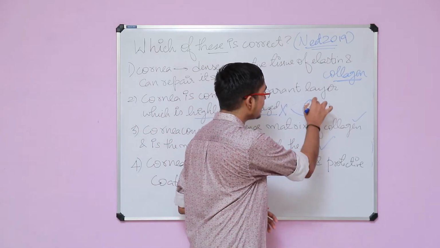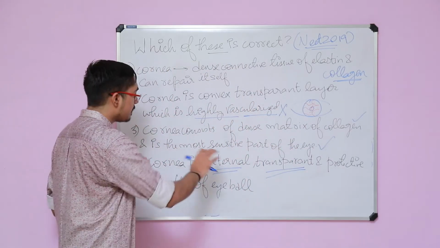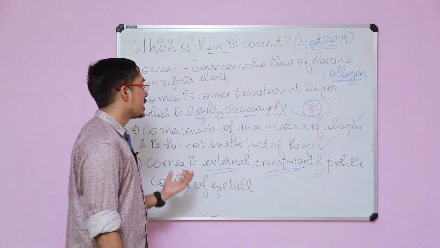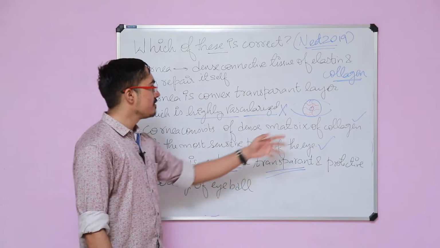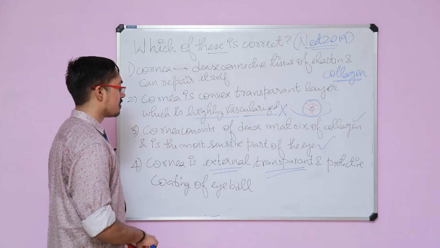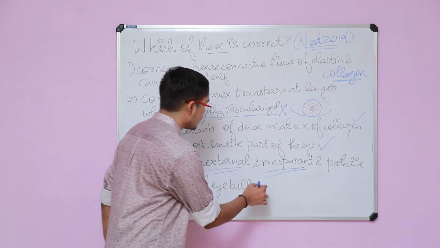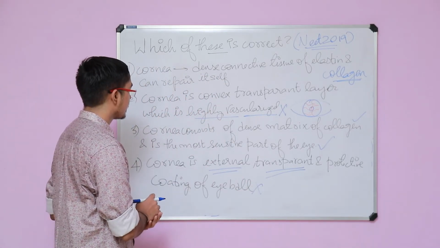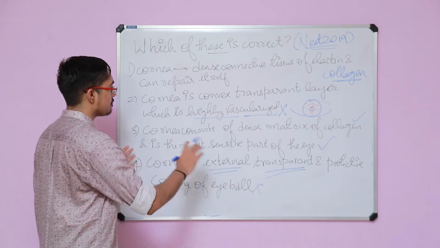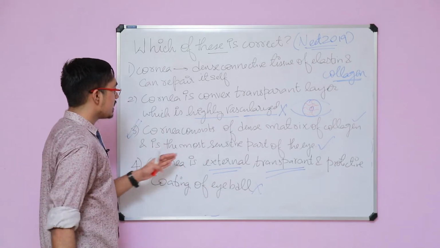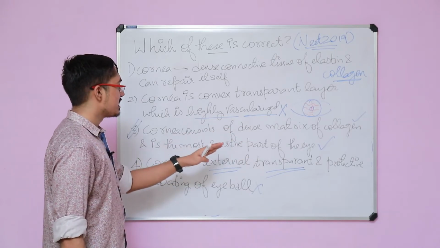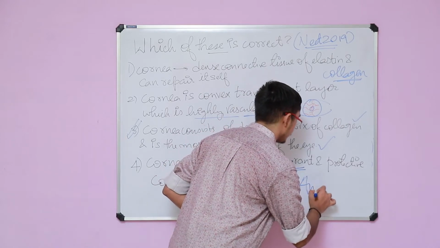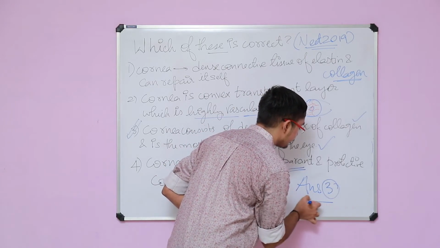It only covers this area, and it is not a complete covering of the eyeball. The posterior 5/6 of the eyeball is covered by sclera, and only 1/6 of the total eyeball, in front of the iris, is covered by cornea. So that is why we are not going with this option. Otherwise the entire concept is almost correct, but we do have the third option marked as the right answer. Cornea consists of a dense matrix of collagen and it is the most sensitive part of the eye. So I will mark this option as the correct statement. The answer for this question is option 3.